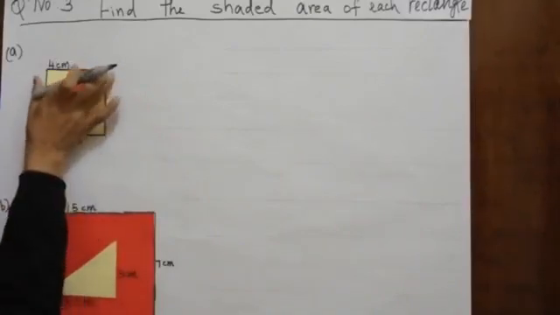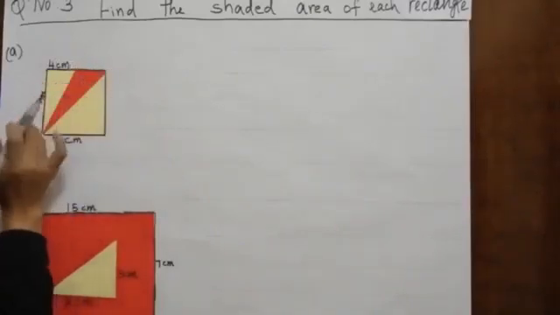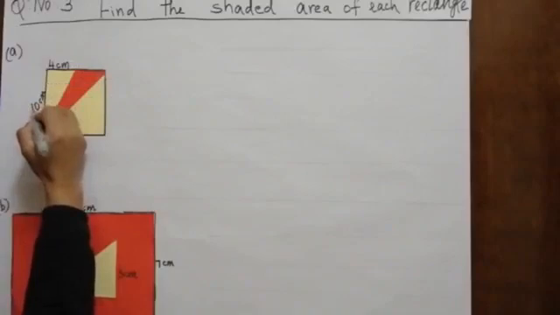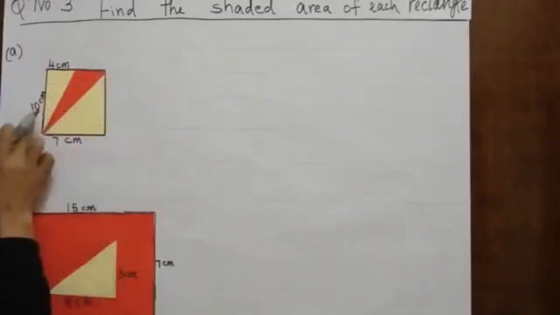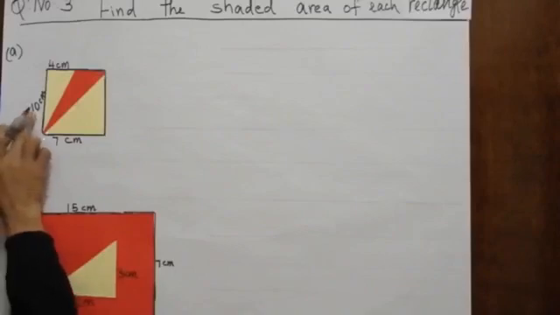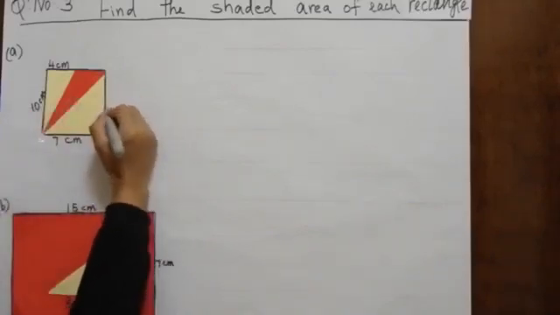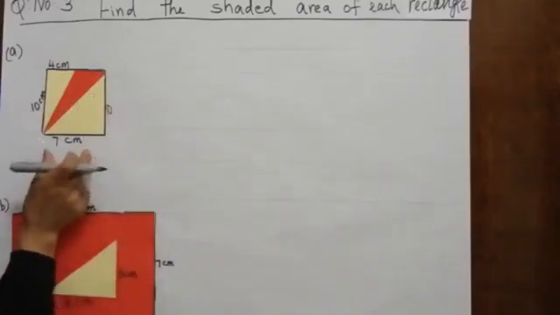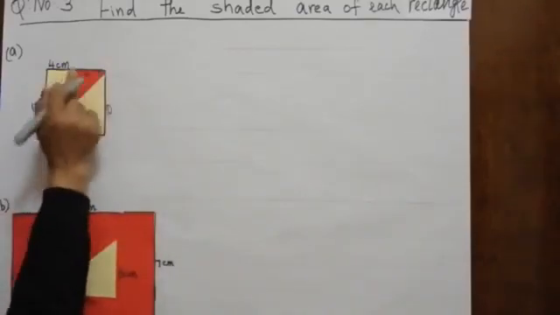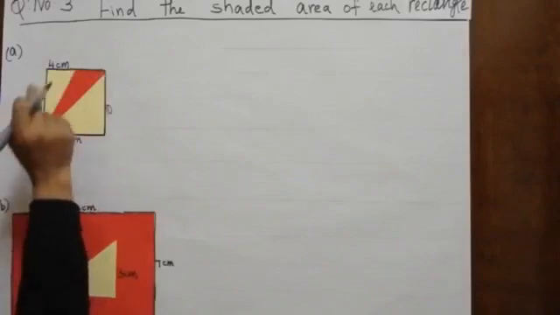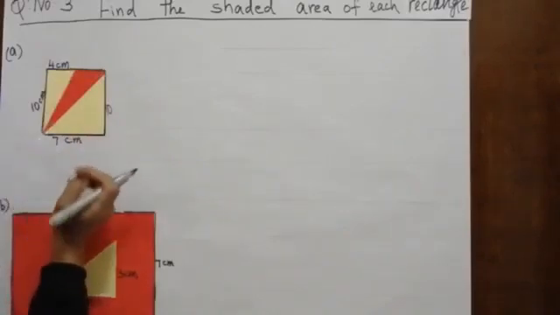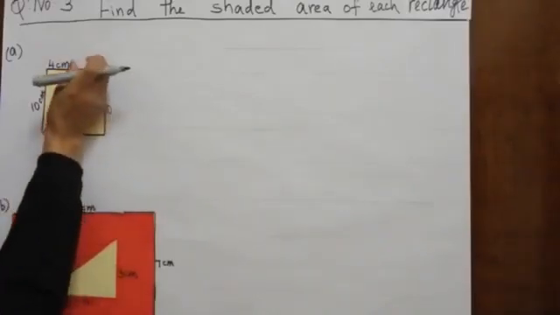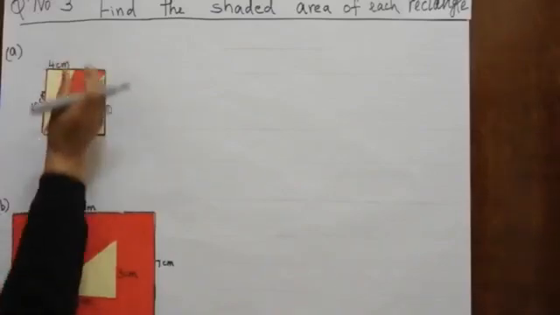So here we learned already before that opposite sides of a rectangle will be the same. Here 10 centimeter is already given in the problem, so here also it will be 10 centimeter. And here 7 centimeter, but here only 4 centimeter is given. So what do we have to do? We have to find out the remaining measurement from this figure.